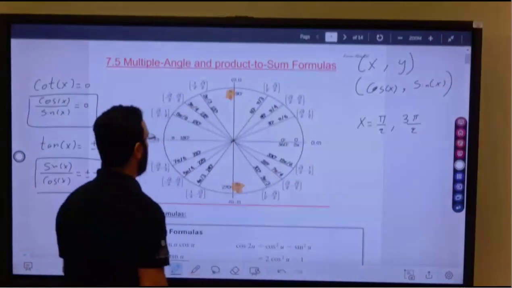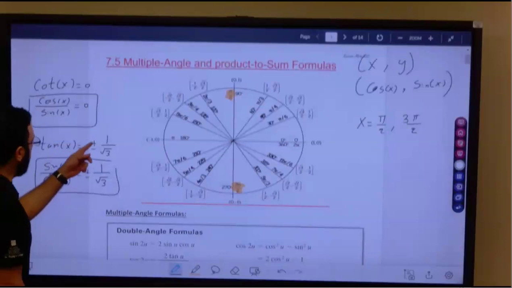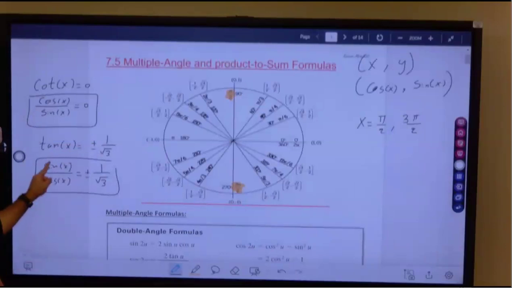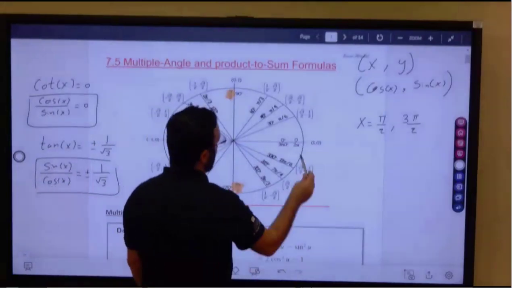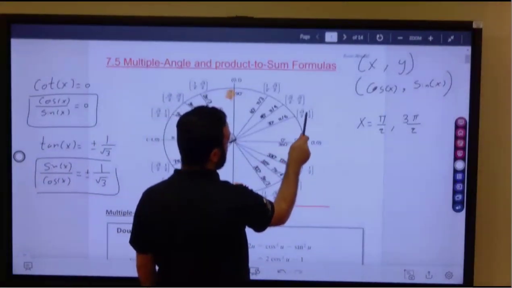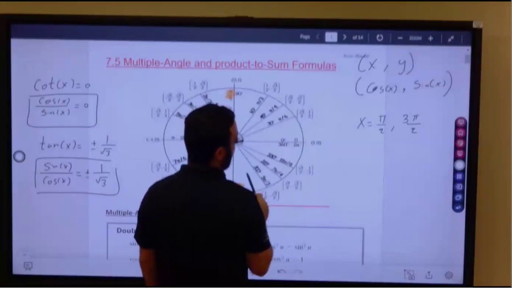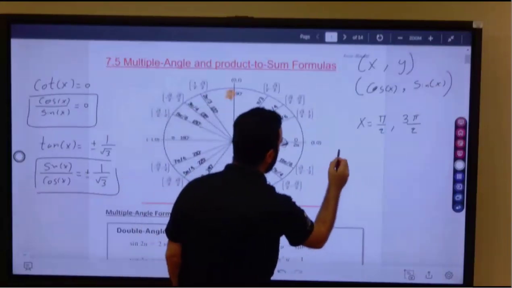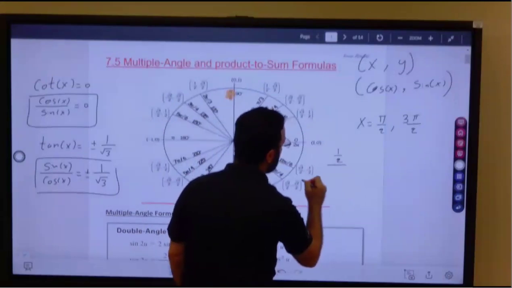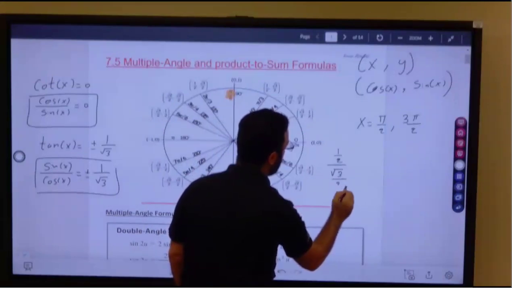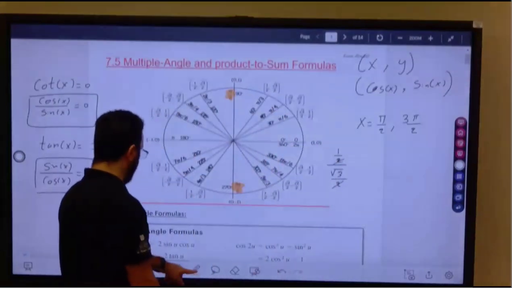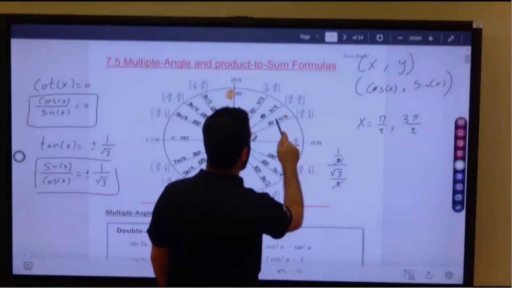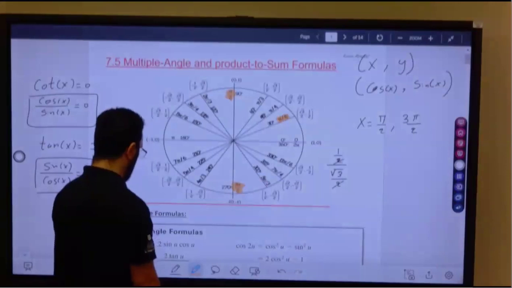Now let's check the next part. Tangent x equal plus or minus 1 over square root of the 3. That means sine divided by cosine. Sine divided by cosine should be 1 over square root of the 3. Let's check that. If I divide sine by cosine, yes. Let me show you, sine is 1/2, divided by cosine, square root of the 3 divided by 2. Cancel the 2 with the 2, the result is 1 over square root of the 3. That means the first angle here is going to be pi over 6. So we have pi over 6.